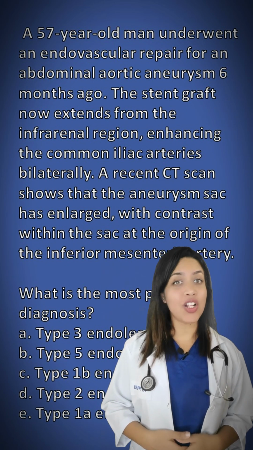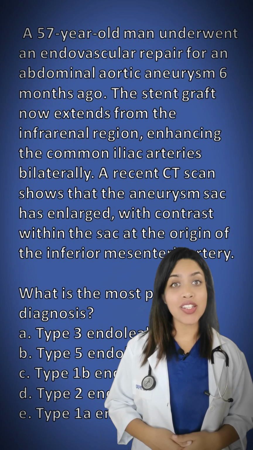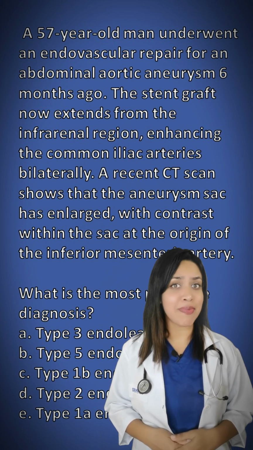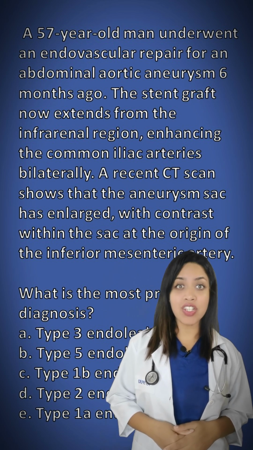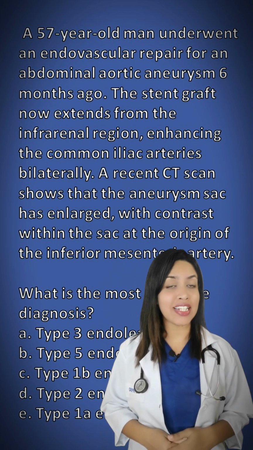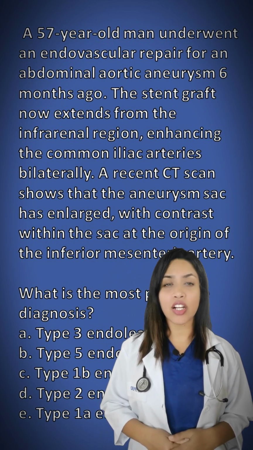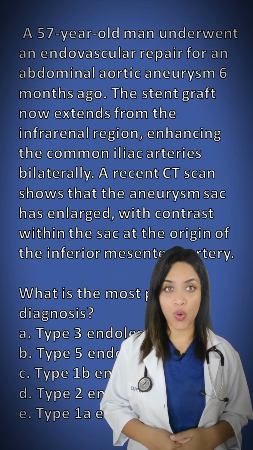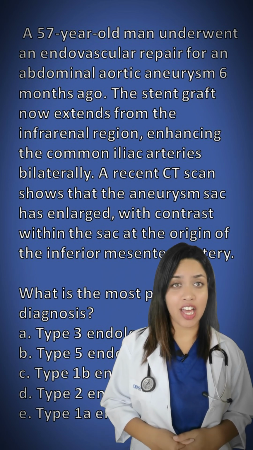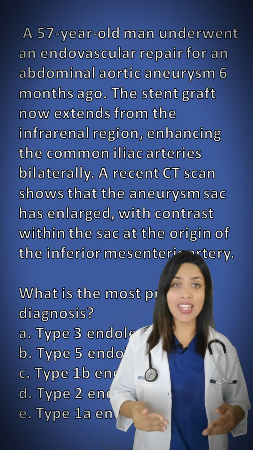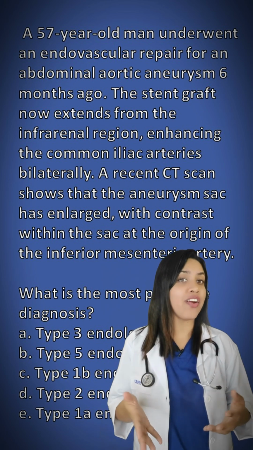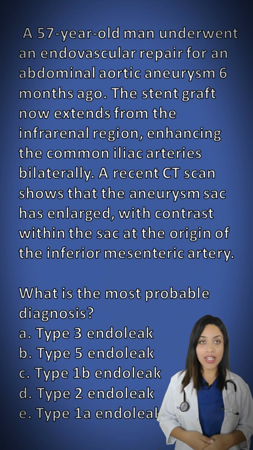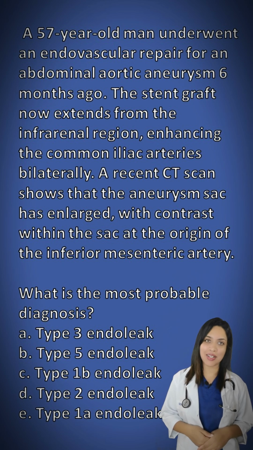A 57-year-old man underwent an endovascular repair for an abdominal aortic aneurysm 6 months ago. The stent graft now extends from the infrarenal region, enhancing the common iliac arteries bilaterally. A recent CT scan shows that the aneurysm sac has enlarged with contrast within the sac at the origin of the inferior mesenteric artery. So, you are asked about what is the most probable diagnosis here.